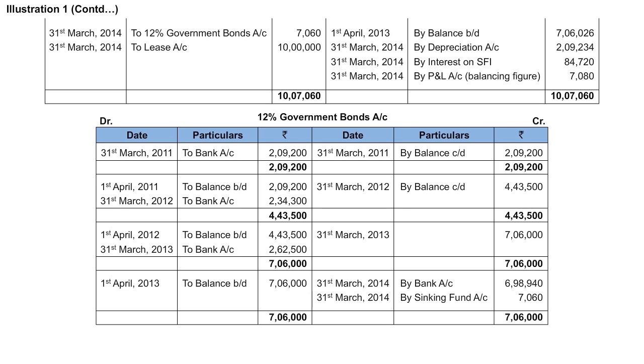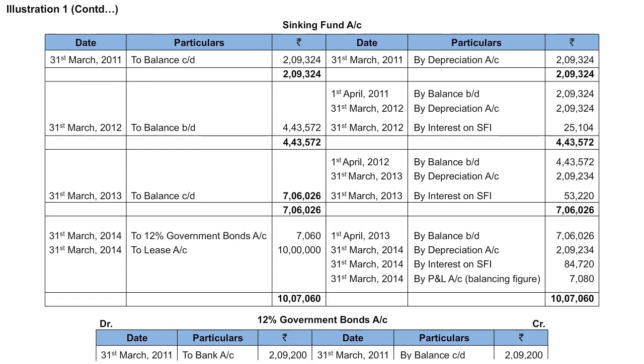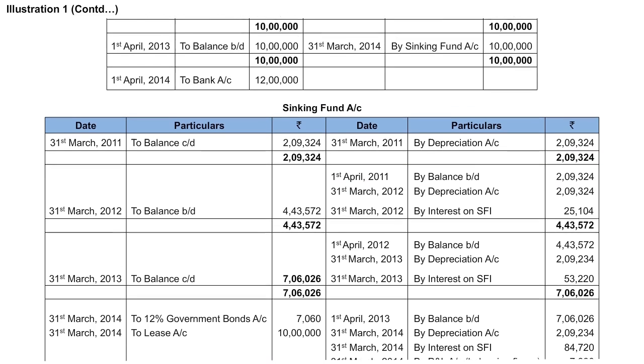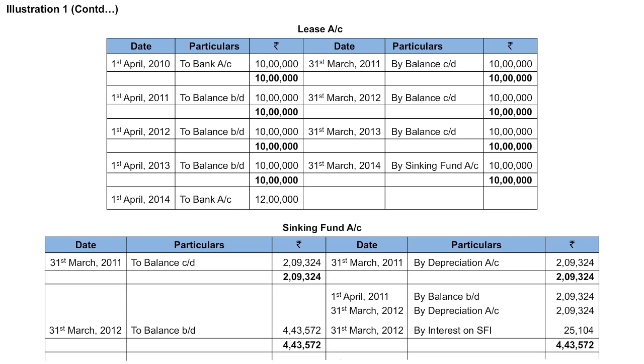They have not asked us to prepare the depreciation account, otherwise depreciation would have been debited, and then finally the balance in depreciation would have been transferred to P&L. So in the first year, the balance in bond account will be carried down, which will become the opening balance for the next year. Same thing for sinking fund. Credit balance will be carried forward, which will become the opening balance for the next year. And then same for lease, which is your asset account. Balance will be carried down, and that will be the opening balance for the next year.